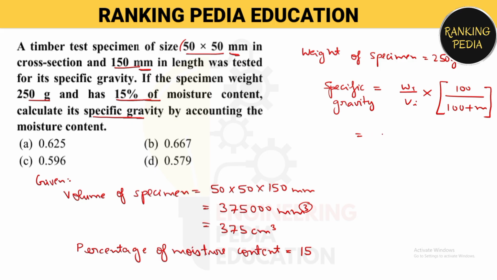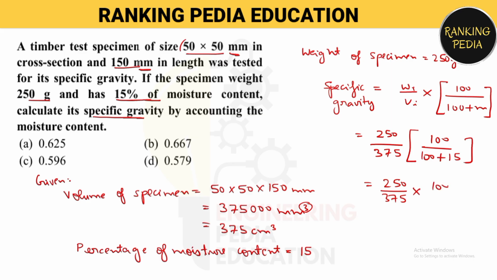Now here, what is given? Weight of specimen 50 by volume of specimen is 375, into 100 by 100 plus moisture content. Percentage of moisture content is given, which we have to calculate. 250 by 35 into 100 by 150. We have to calculate this. You can use calculator right now.